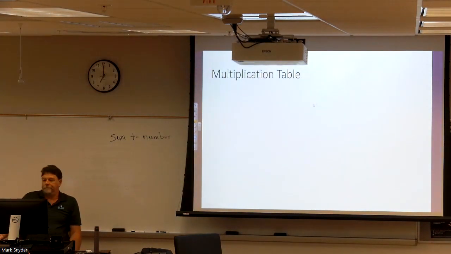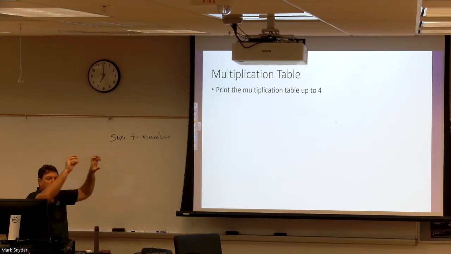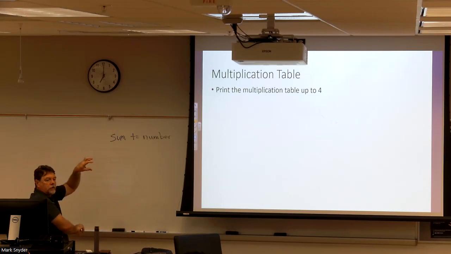Next problem. Print the multiplication tables up to 4. Everybody remember what that is? And I stopped at 4 just because I didn't want it to be silly. But you have a grid, you know, 0, 1, 2, 3, 4 across the top, 0, 1, 2, 3, 4 across the side, and each of the cells is the row times the column, right? So you get the multiplication tables.